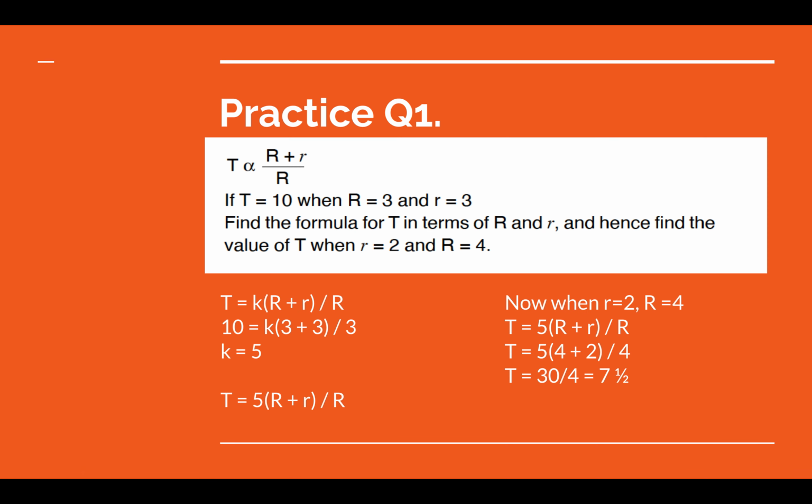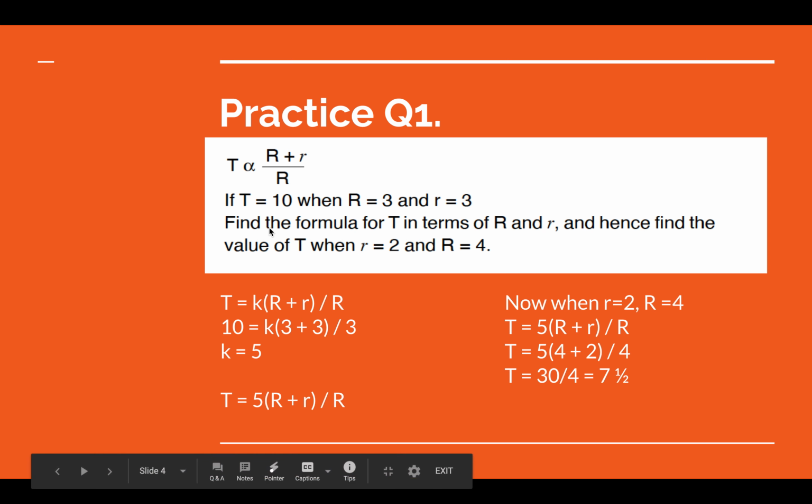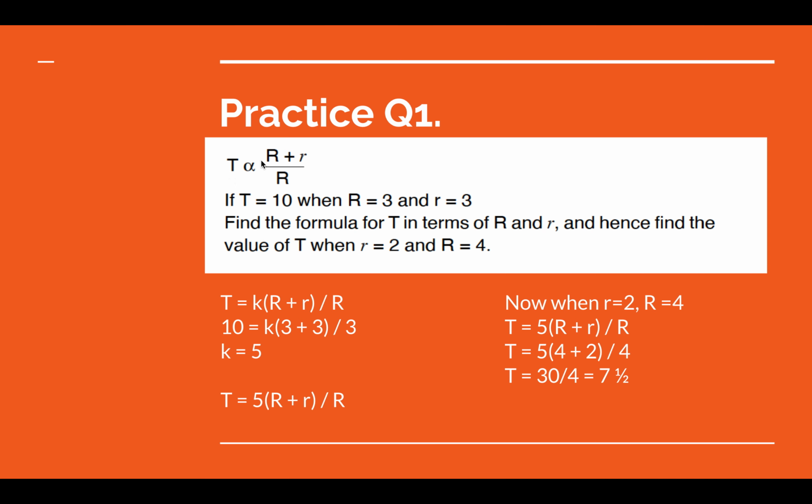Let's take a look at this practice question. So I'll just go straight to working out this question. Here we're given this relationship: T is directly proportional to R plus r, and then over R. You can see with this R at the bottom, there's some sort of inverse relationship, but with this R plus r at the top, there's some sort of direct relationship. Let's just do the calculations and see what sort of relationship we get at the end.